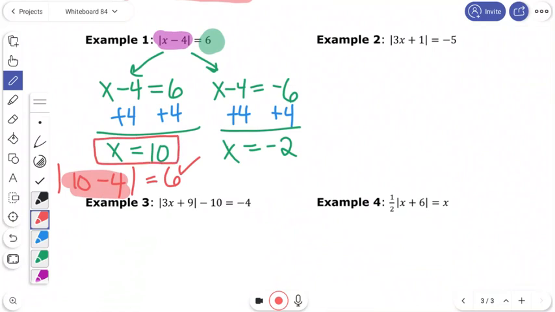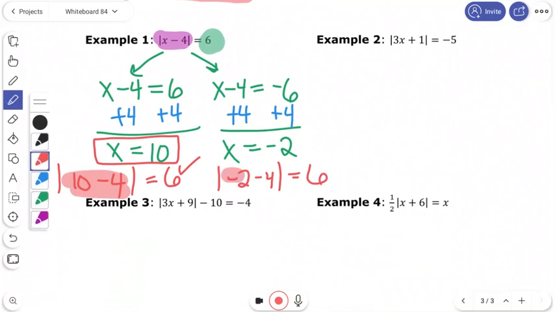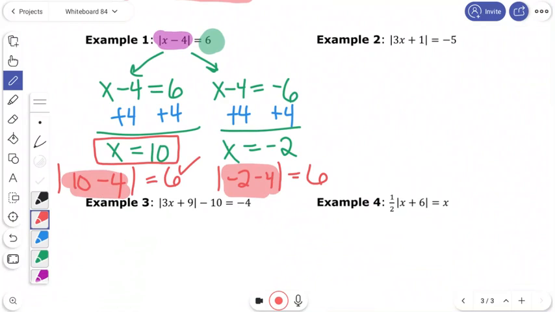Take your second answer, x equals negative 2, and let's sub in our negative 2. The absolute value of negative 2 minus 4. That should equal positive 6. Well, let's check it out. Negative 2 minus 4 gives us negative 6. What is the absolute value of negative 6? That means what is the distance from 0 of negative 6? It is 6. 6 equals 6. So we have two solutions that are working. We have no extraneous solutions. Both of these answers are solutions.